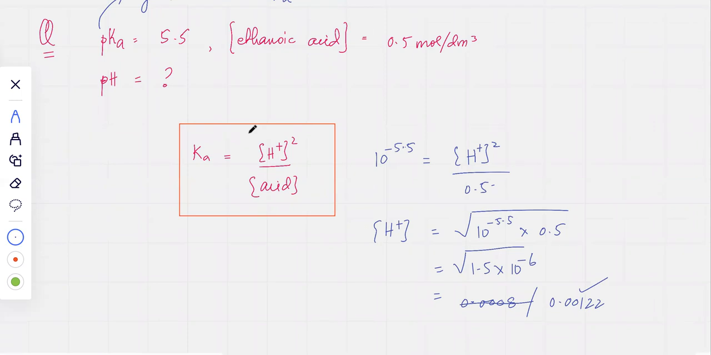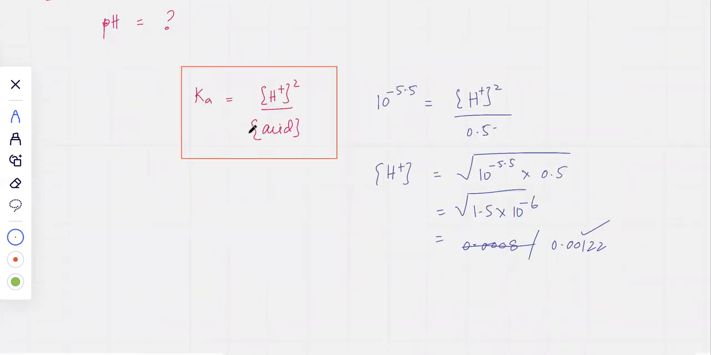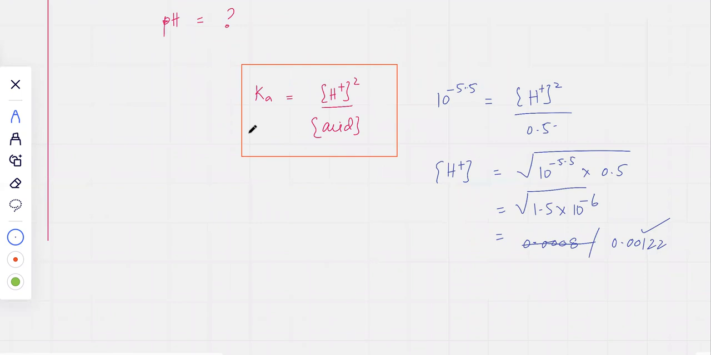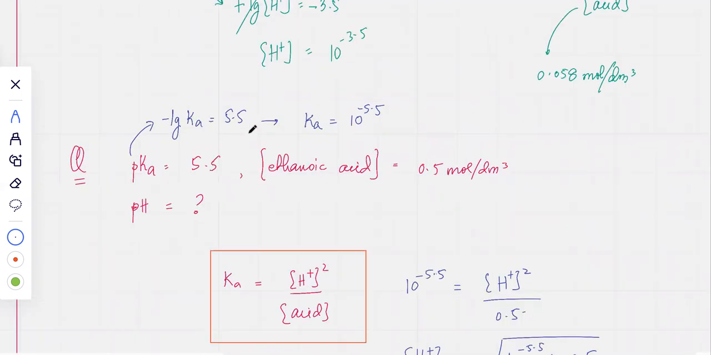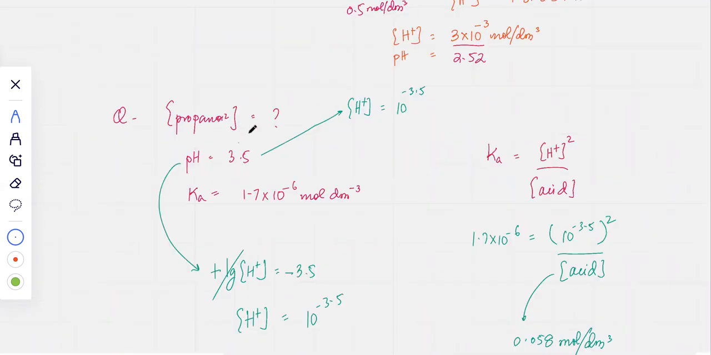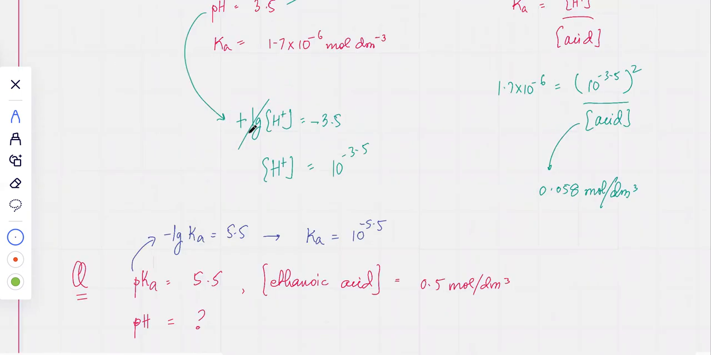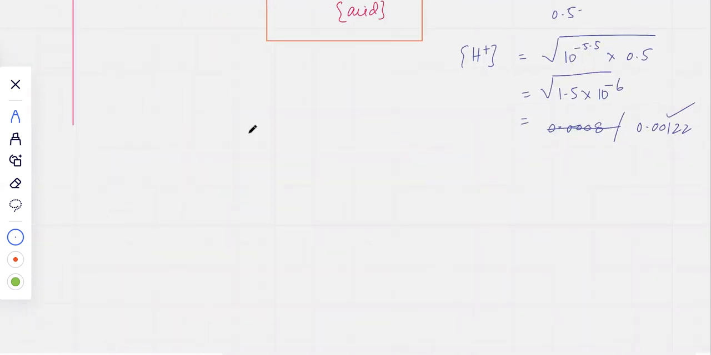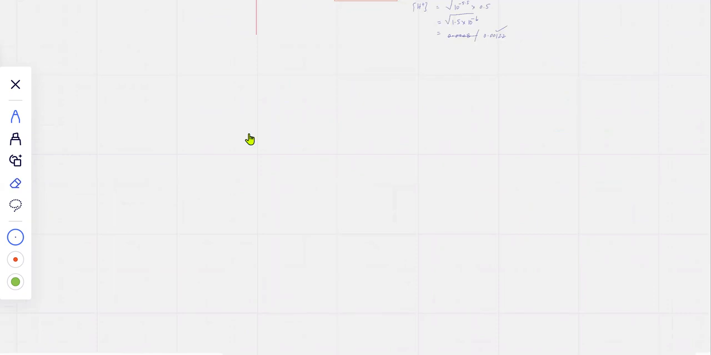Yes, sir. Now also remember one thing about acid salts. I don't think we did acid salts, so I'm going to talk about acid salts.